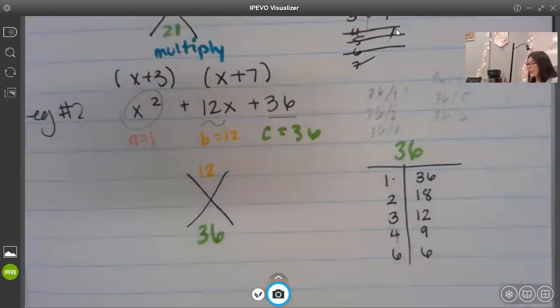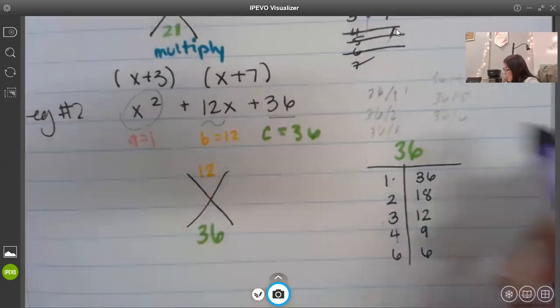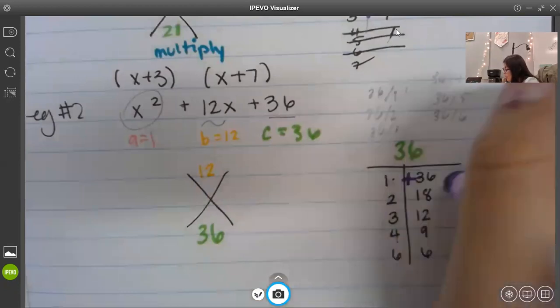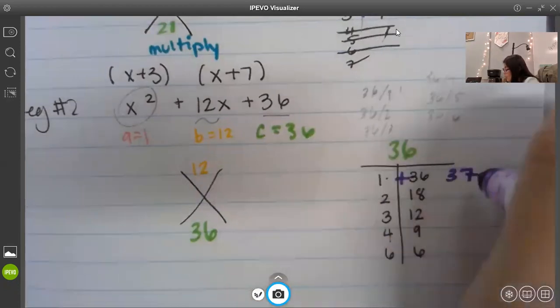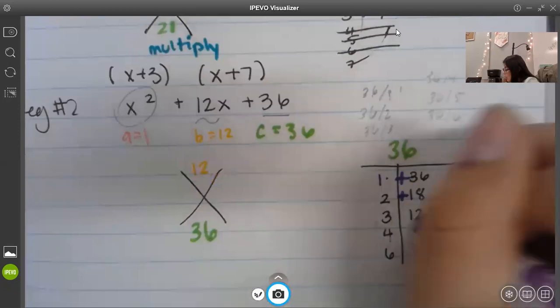Now we're going to add this list of factors. What is my answer supposed to be? My answer is supposed to be this 12 because that's the B. So I'm going to add them. And the one that gives me 12, that's my answer. 1 plus 36 is 37. Nope. 2 plus 18, 20.